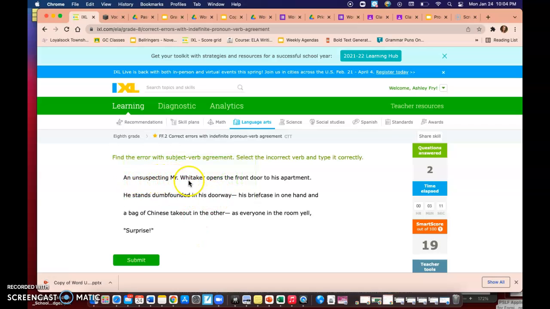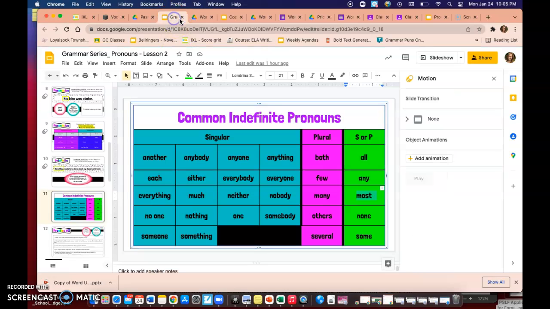An unsuspecting Mr. Whitaker opens the front door to his apartment. He stands dumbfounded in his doorway, his briefcase in one hand and a bag of Chinese takeout in the other, as everyone in the room yell, surprise. Okay, my indefinite pronoun again. If you're having trouble locating them, refer back to this chart in your lesson. But my pronoun here is everyone.